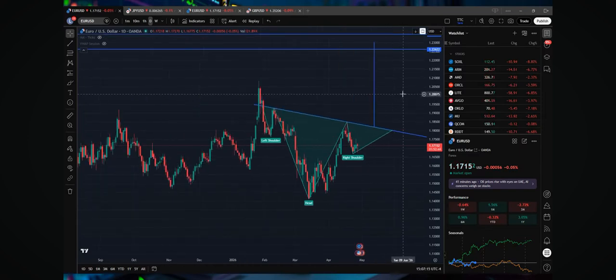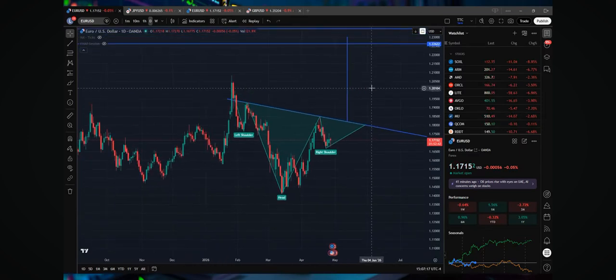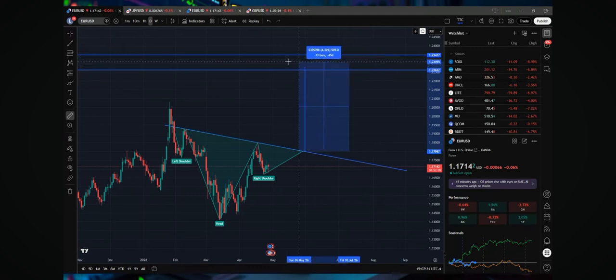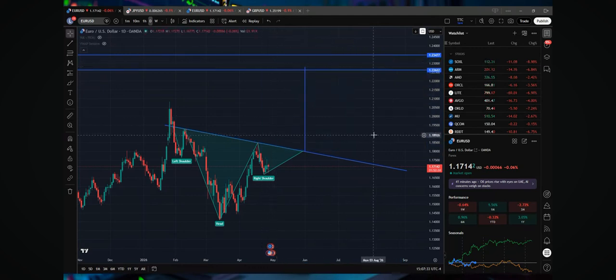However, we do have the neckline, we have the pattern, you have the nice measured move, and the further away you get down on this neckline, the more that breakout level changes, right? So realistically, you could go here or you could move up. It just depends on where it ends up breaking this neckline.